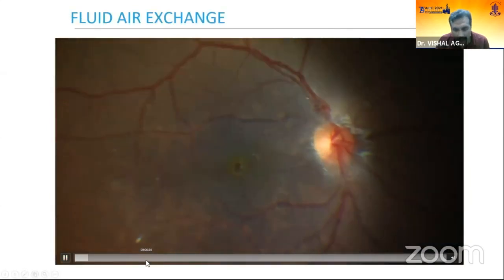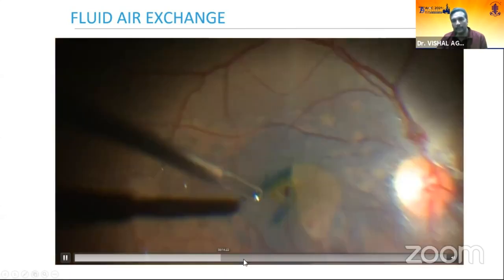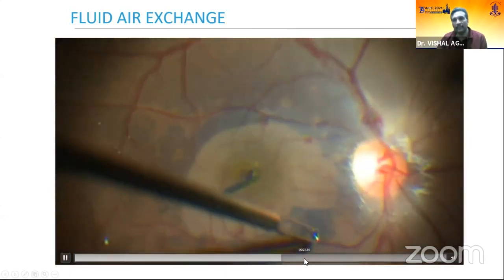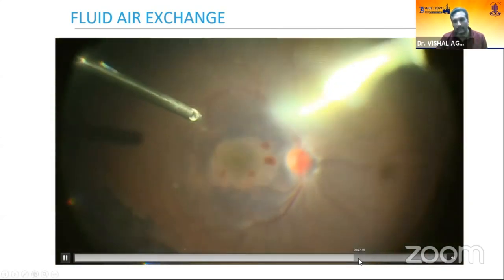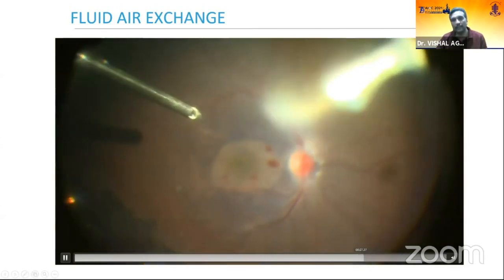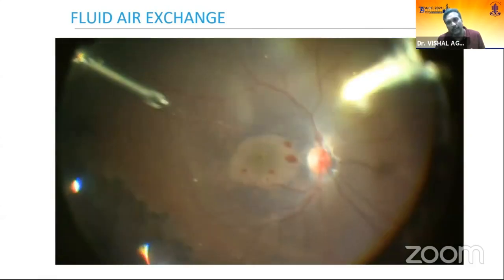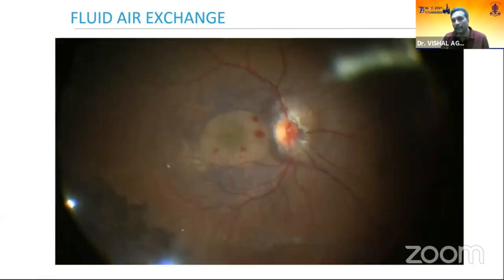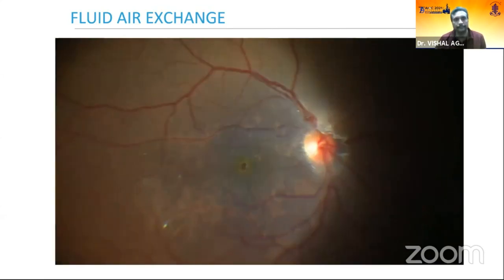During fluid-air exchange, globe hypotony can occur. This is a case of a routine macular hole, as you can see. After the ILM peeling, when we went under air, we aspirated the fluid. Accidentally, when the cutter was in the air part and we were using active aspiration, the globe hypotony occurred. As you can see, there is a contraction here. So your instrument should be in the fluid and not in the air when using active suction. Of course, if you're using passive suction, it does not matter much.